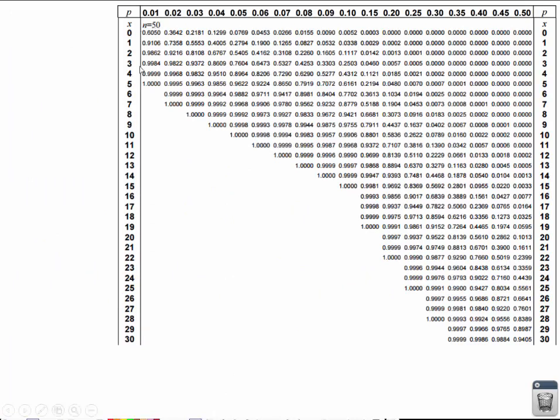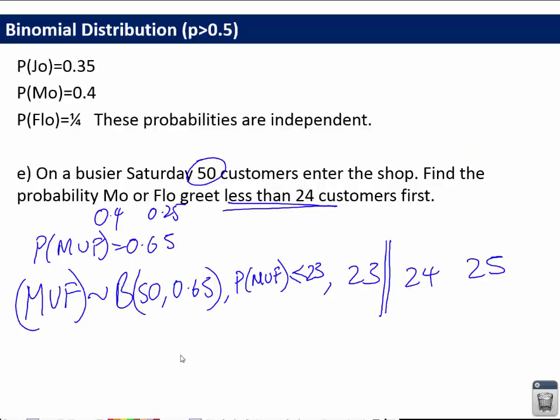Excellent. And we go along the top, and we have, oh no, the highest probability we have is 0.5. Our probability was 0.65. So what we need to do is go back to the question, revisit it, relook at it. So we had a probability of Mo or Flo being 0.65.